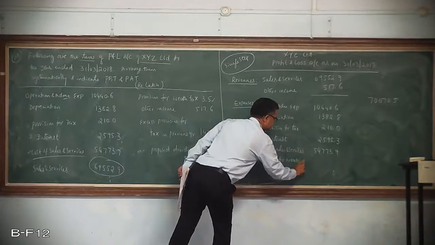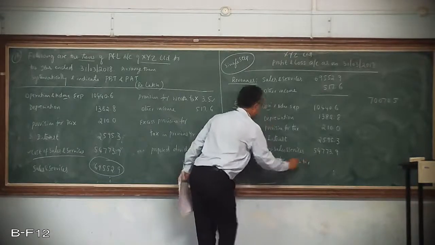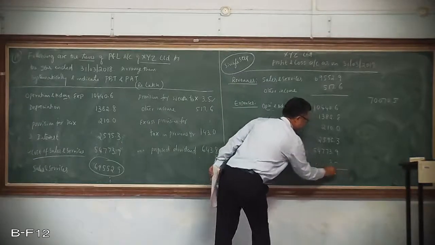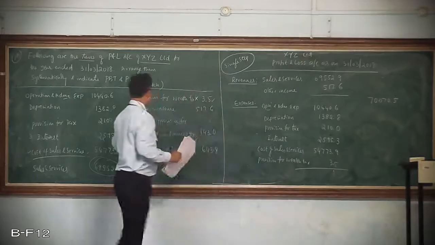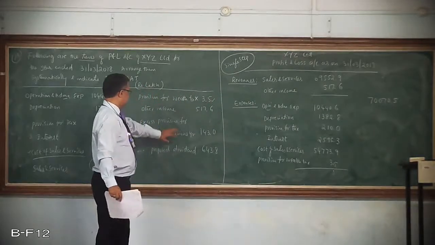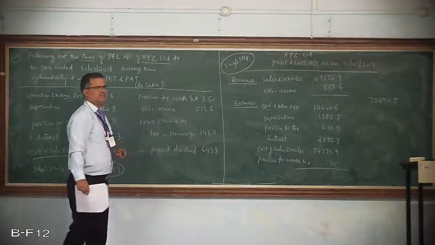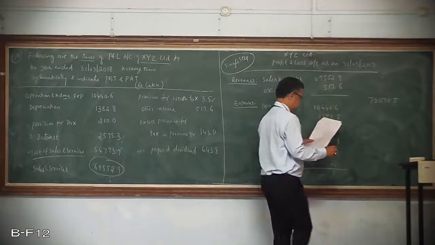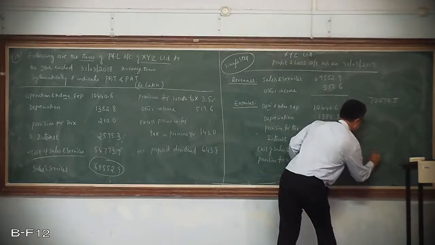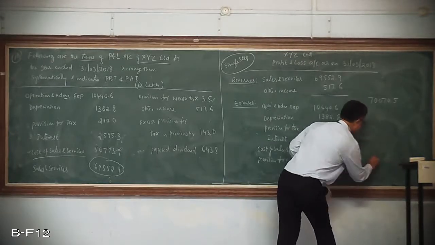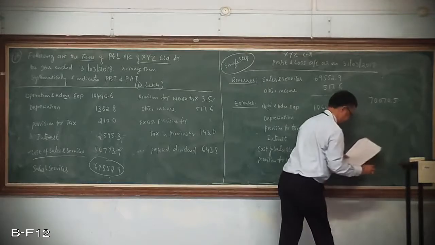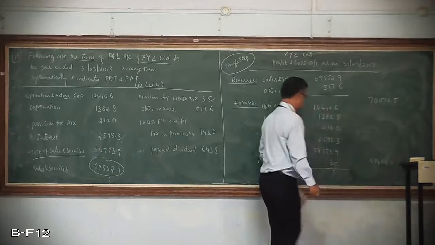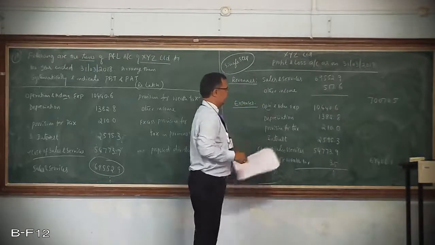Wealth tax. That is 3.5 lakhs. And of course, extra provision is there. Okay, that's all. So, they are the expenses. So, they're going to be, that is 69,406.1. That is the total of all the expenses.